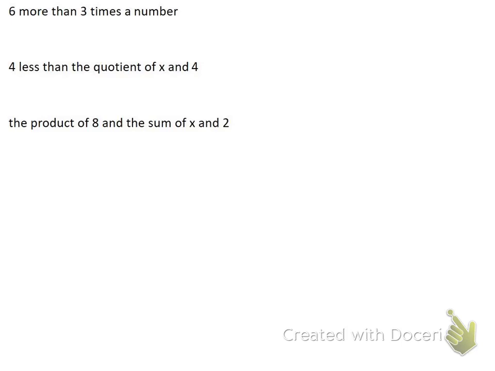When I get into the next ones, again, I've got multiple things happening. With this first one, I've got 6 more than 3 times a number. So I've got addition as well as multiplication. Again, more than is going to change the order, so I'm going to flip these two. I'm going to go 3 times x and then plus 6.